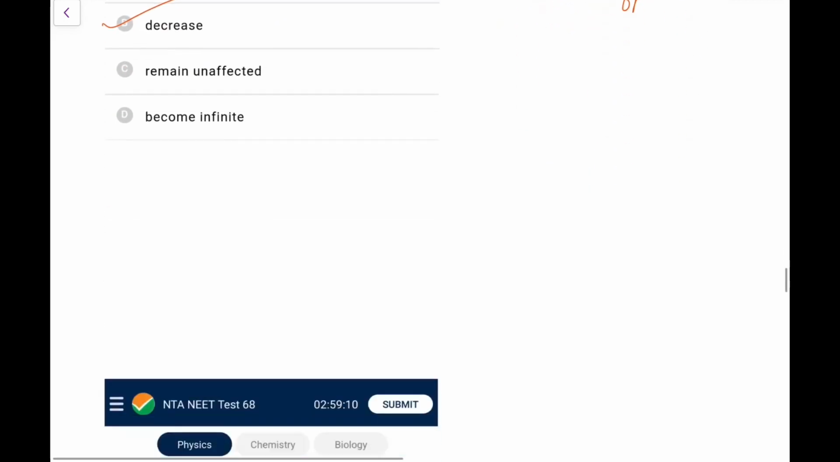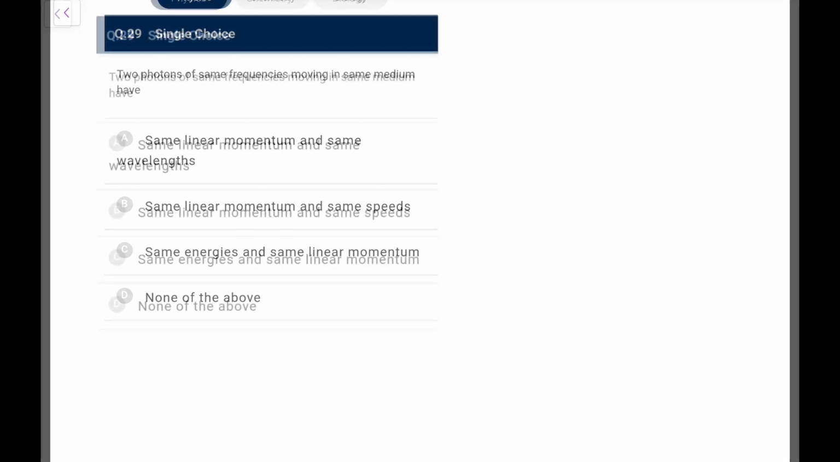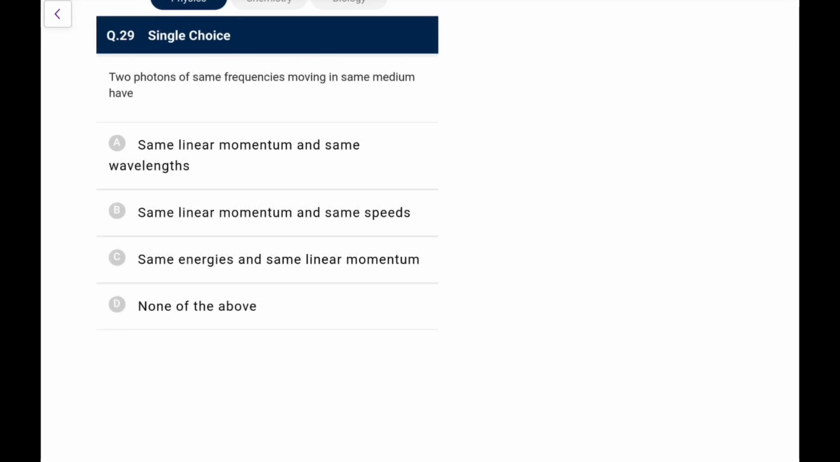Next, two photons of the same frequencies move in the same medium. They must have, because frequency is the same, the same energy and the same momentum, and because the medium is the same, the same linear momentum and same wavelength. Same linear momentum and same speed, definitely same energies and same linear momentum, none of the above. So here almost all things look the same, but I'm picking this term. Same linear momentum means it's a vector quantity. You cannot say both are moving in the same direction.